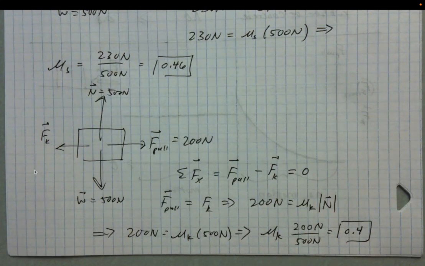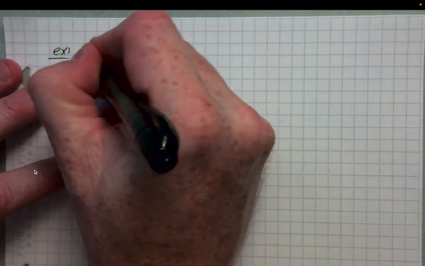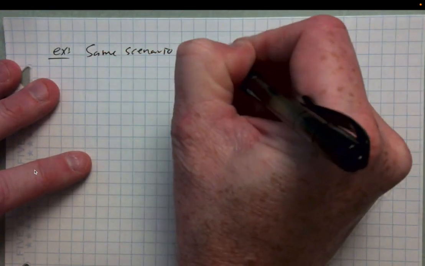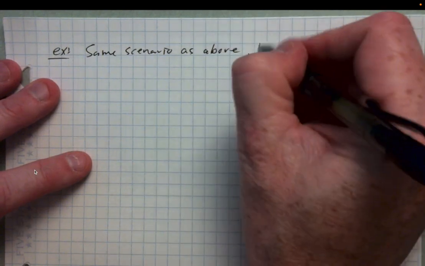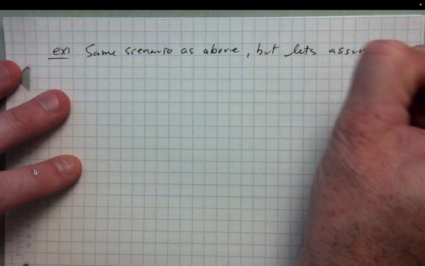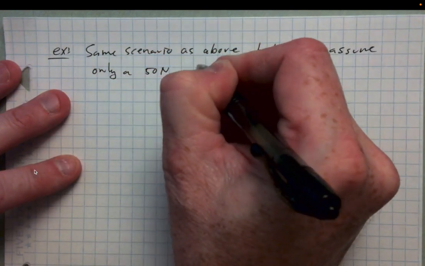Okay, very good. Let's take the same example and explore this static friction concept again. Let's consider the same scenario as above, but let's assume only a 50 newton pull.